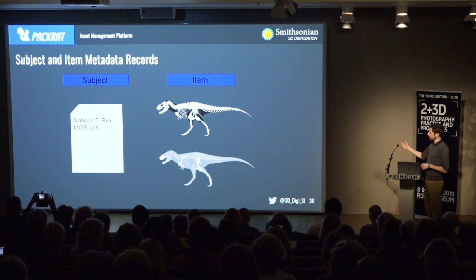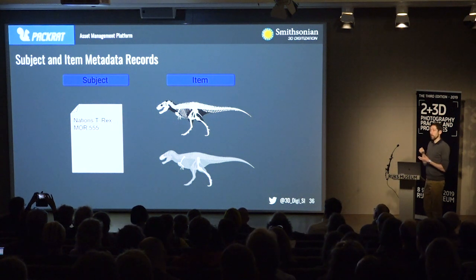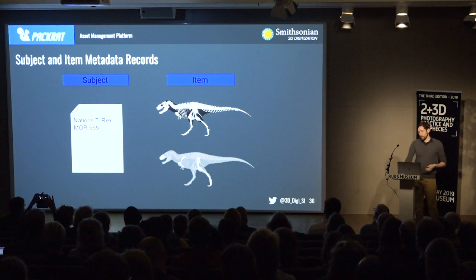Do we scan the entire articulated skeleton? Do we scan the nose, the arm, the leg? We want to know what actually is in that capture data in that model.